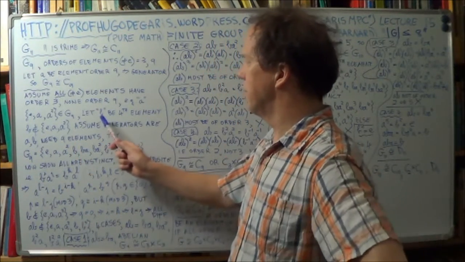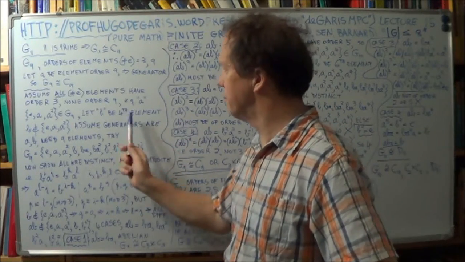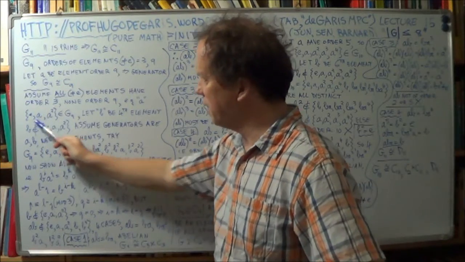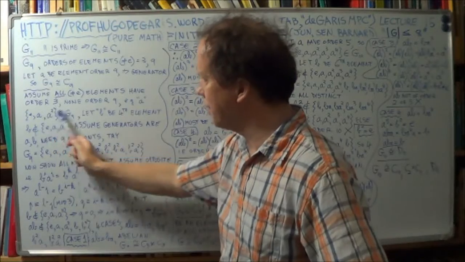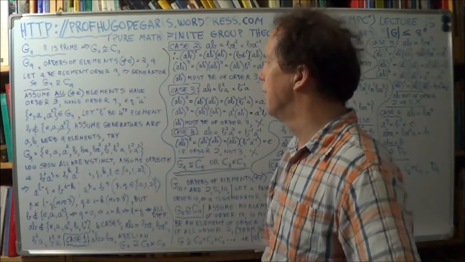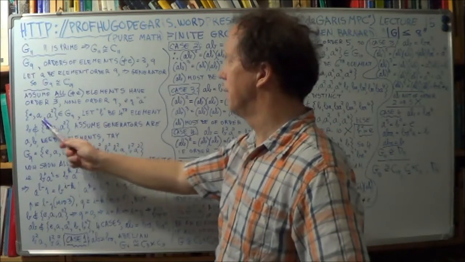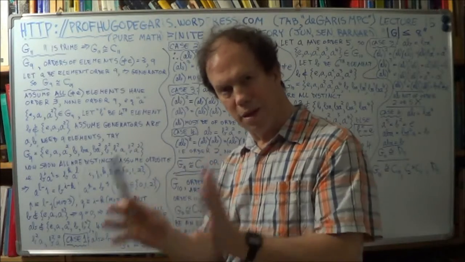Now let B be a 4th element. So B is by definition distinct from these. B is not that, not that, not that. So B is not one of these 3. So assume it's distinct. All right. Now assume also A and B are both generators. Let's just make that assumption.